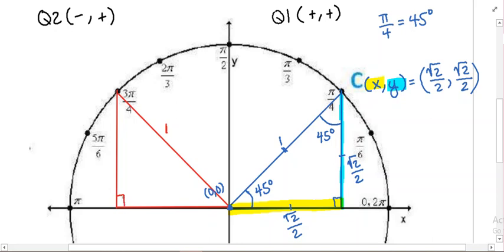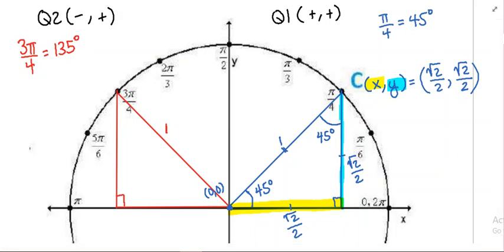Here's the right angle. 3 pi over 4 in degrees is 135 degrees. So again, what's going on here? If you were drawing the angle at 3 pi over 4, the angle would have to be in standard position.